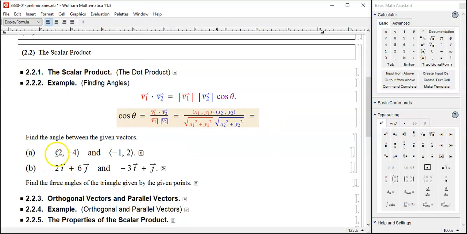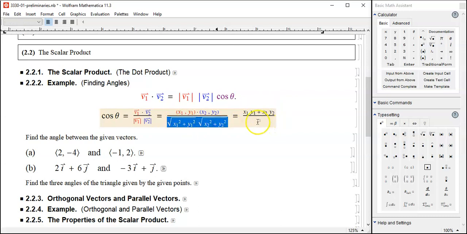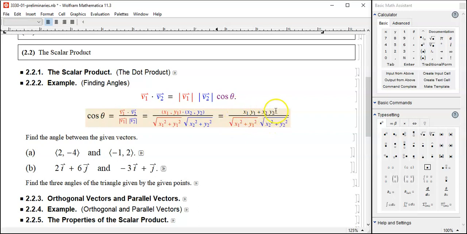And in this particular case, what do you get? 2 comma -4, -1 comma 2. Put those in there. Let me take one more. x1, y1, x2, y2, divided by the same thing. Okay, because this is the dot product computation. Multiply x coordinates. Oh, whoa, excuse me.